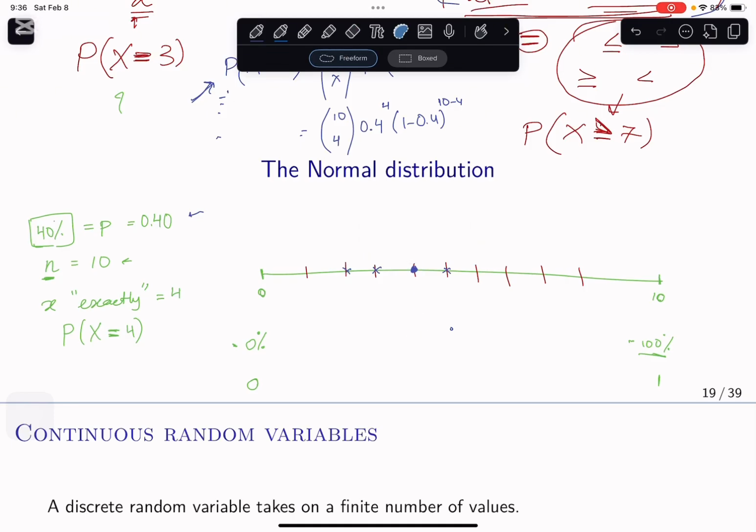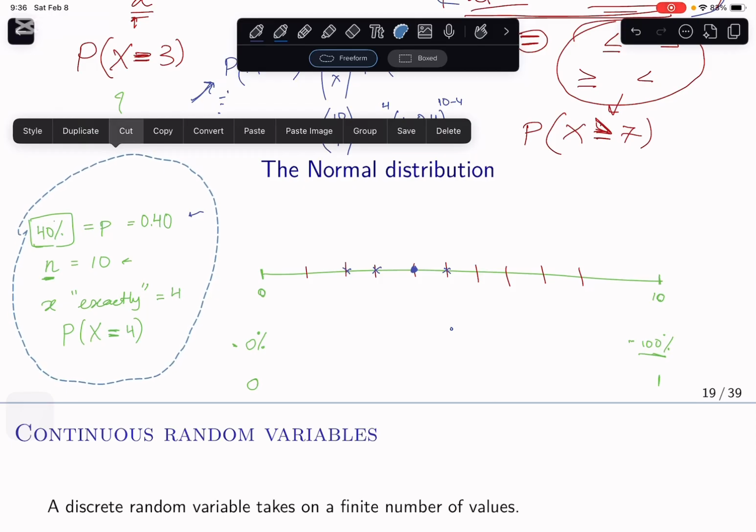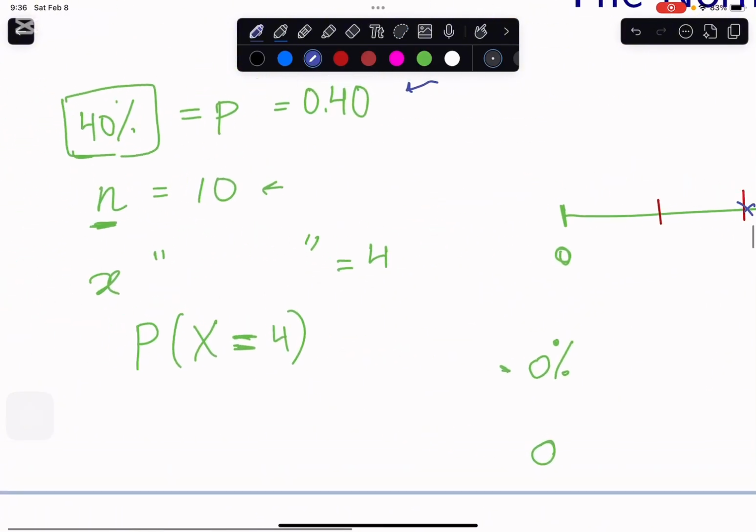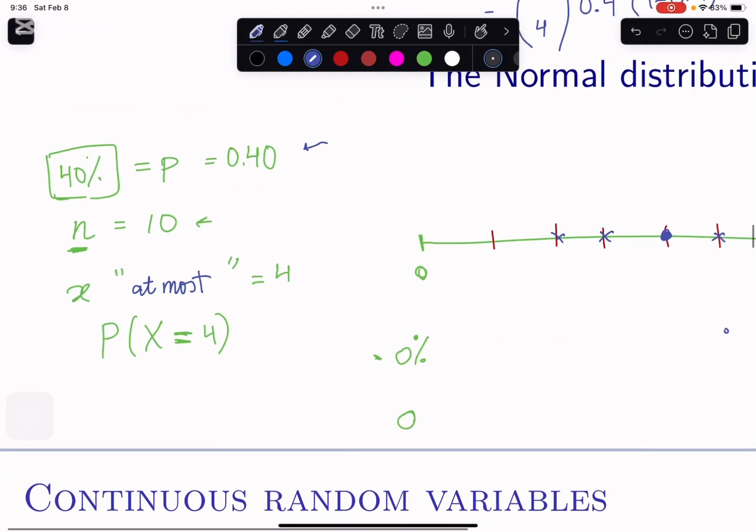Okay. So now if they gave us another question, or let's do the same question for the sake of understanding. They gave us the same question, but instead of exactly 4, they want to know the probability of getting at least or at most 4. What does the word at most mean?